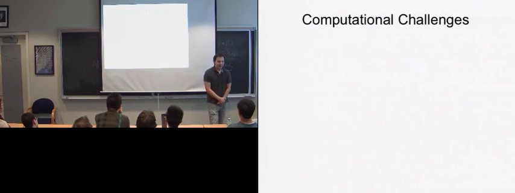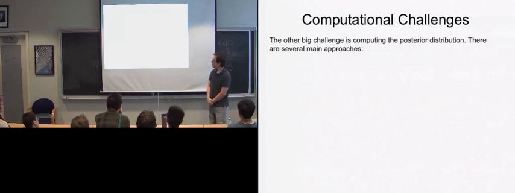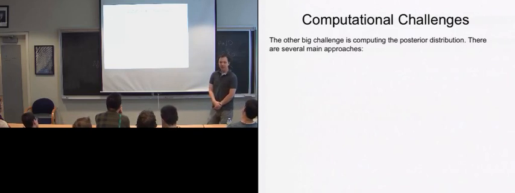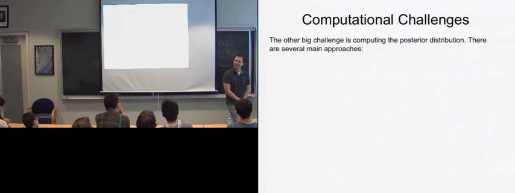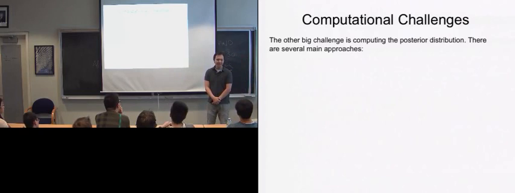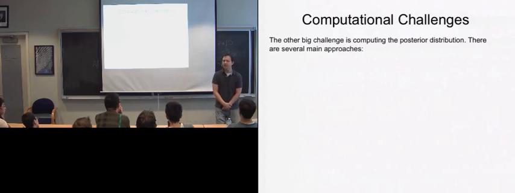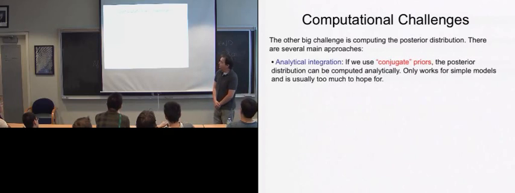Now let's look at computational challenges. The second big challenge is actually computing posterior distributions. And that actually was the reason why Bayesian methods were not very popular in practice up until, I guess, the early 90s, because a lot of these models are computationally very heavy. So there are several main approaches to compute the posterior distribution.